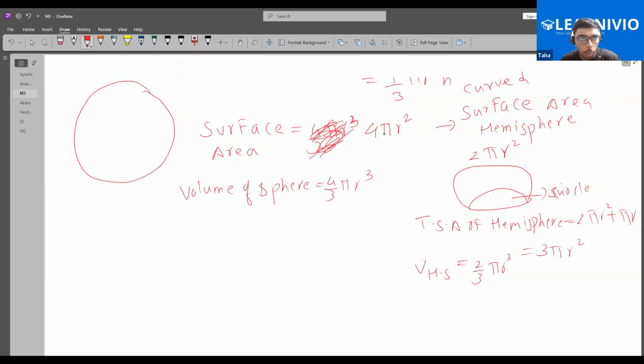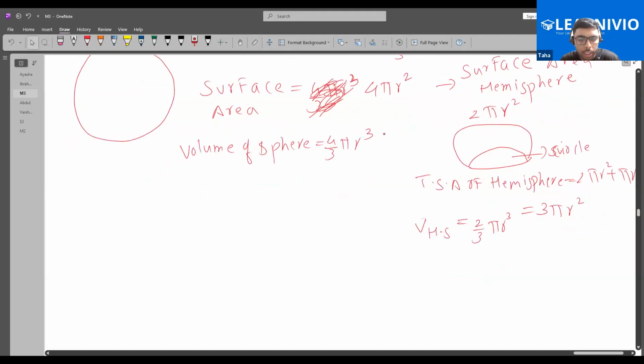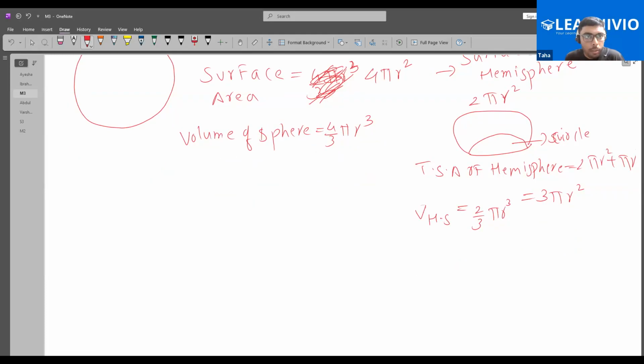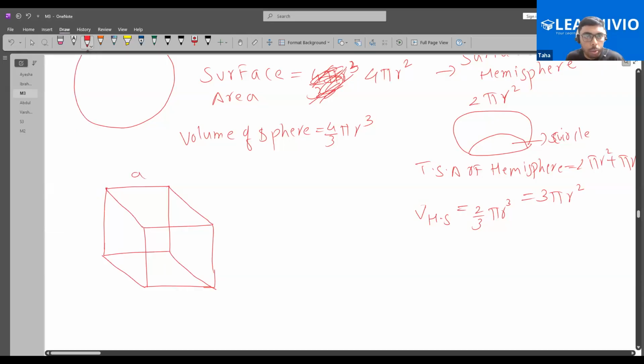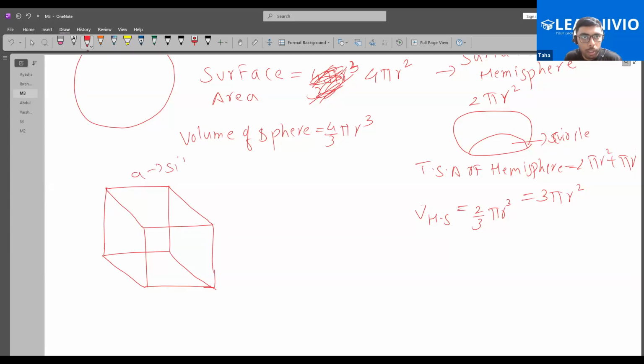Now we have cube and cuboid, right, we are just left with cube and cuboid. So a cube is basically made up of six squares, right? When we make a cube here, since it's made up of squares, all the squares are going to be of the same side length a. This is going to be the side length. But how many faces does this cube have?